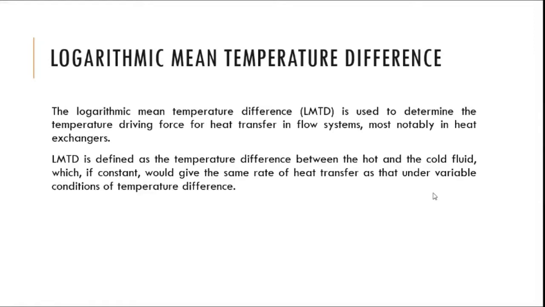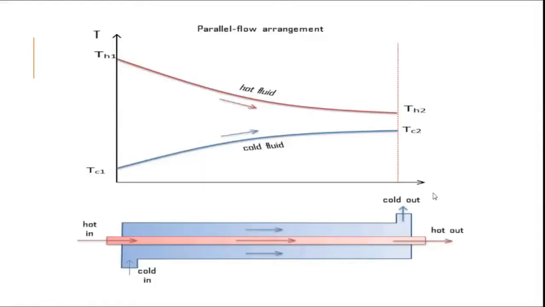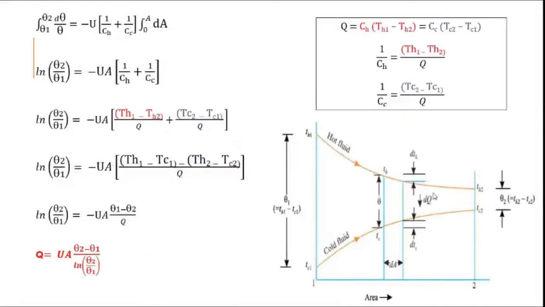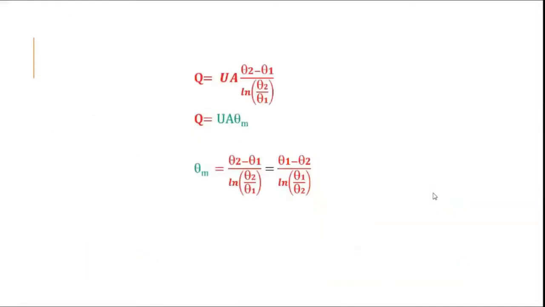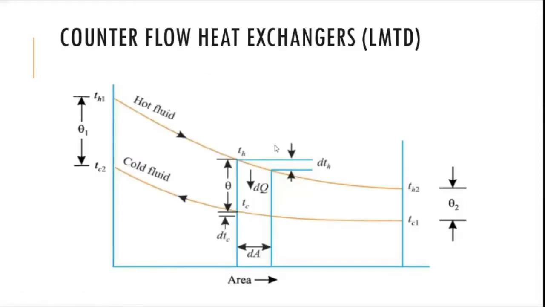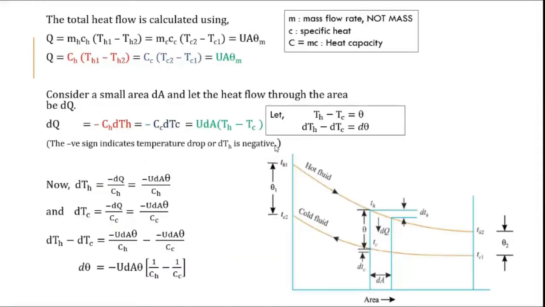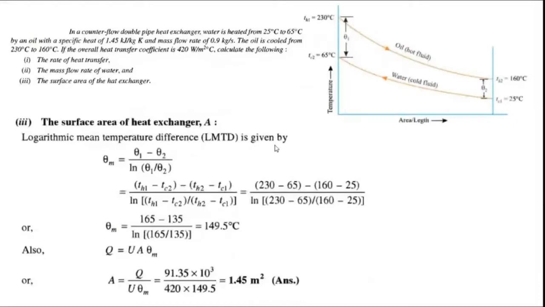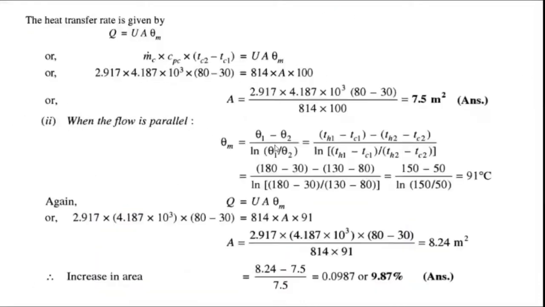LMTD method was seen for two different cases, for parallel flow arrangement and for counter flow arrangement. For both the cases, we saw that this LMTD value is equal to theta 2 minus theta 1 by ln theta 2 by theta 1. But the values of theta 2 and theta 1 were different for both the cases. So this derivation was done for parallel flow and counter flow. We saw two numericals related to LMTD.